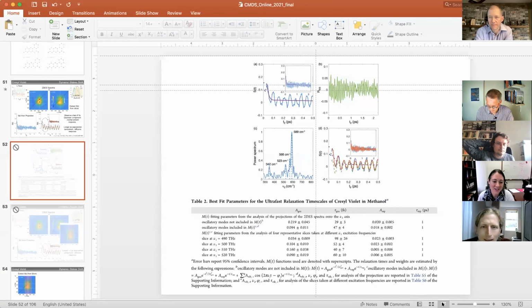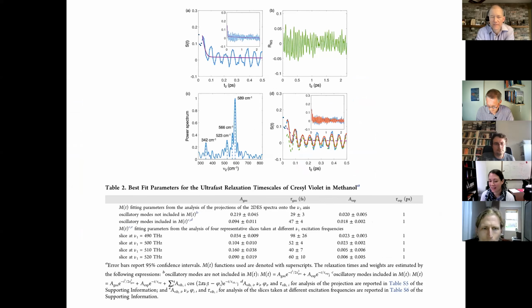Yes. Okay, cool. So yeah, we did compare that, right? So this is the fit from the projection, in this column here. And this is when we start to extract the slices. What we were doing here was comparing if we incorporate the oscillatory modes or if we don't incorporate the oscillatory modes, which was the motivation of this paper. But what we find is that they're all sort of fast, right? They're all below 100 femtoseconds.